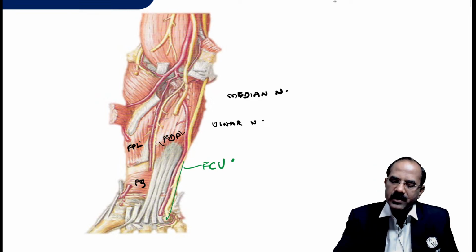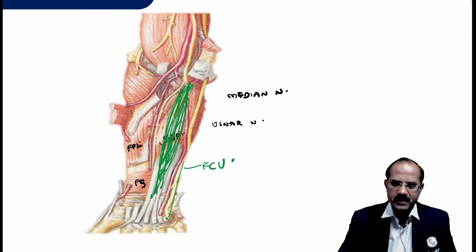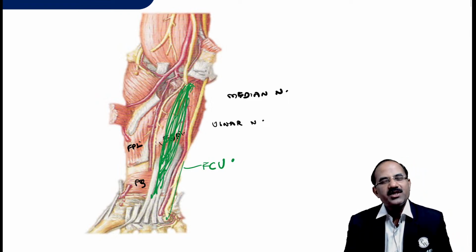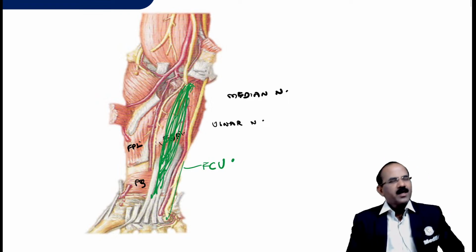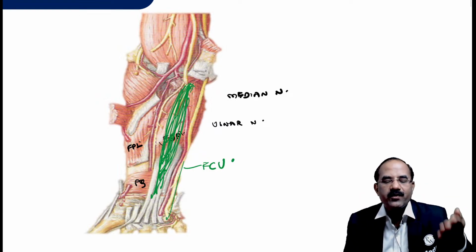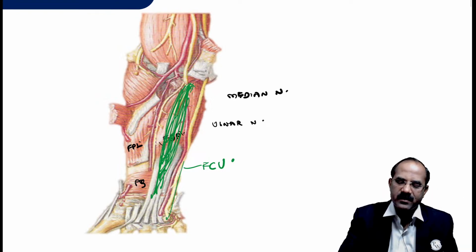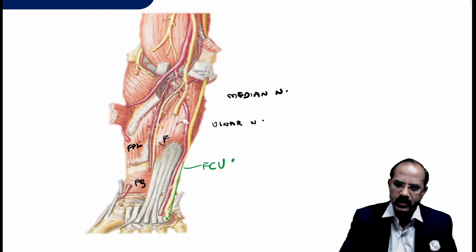Right? And students, what would this muscle be? What muscle will this be? If I draw a muscle here, look, I draw a muscle here. What is this muscle? That's the flexor digitorum superficialis. If I reflect the superficialis, what do I find? The median nerve. And this median nerve is lying on which muscle? The flexor digitorum profundus. The median nerve is lying on the flexor digitorum profundus.